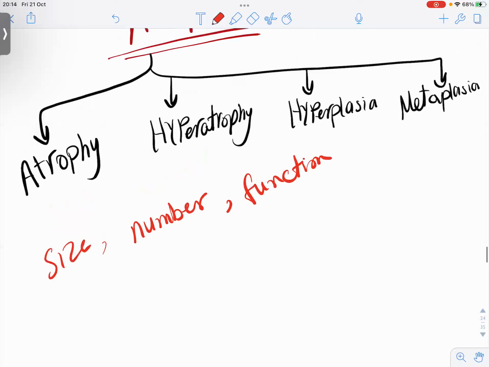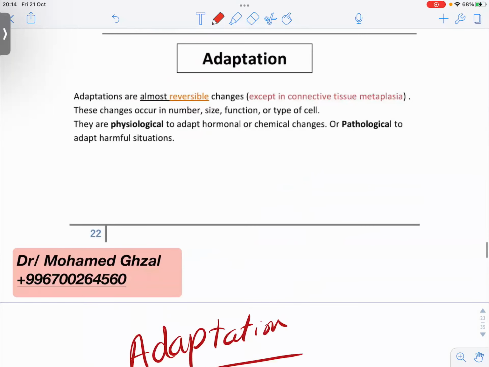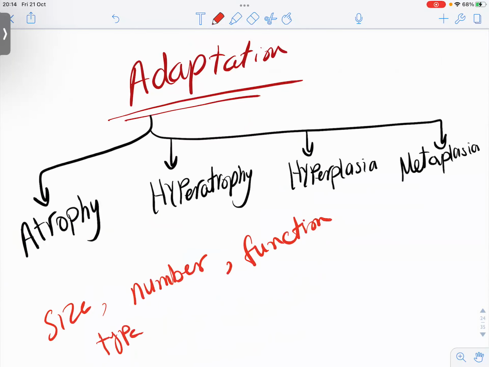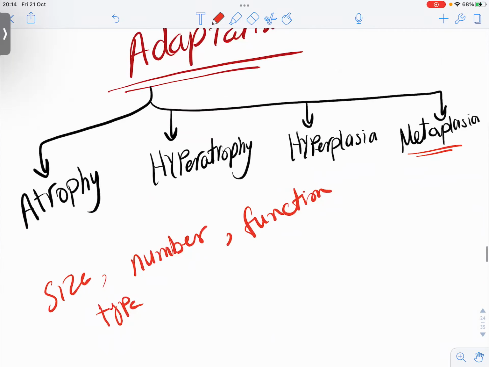The cells will try to hyperfunction or hypofunction. The cell will try to increase its function or maybe decrease the function according to the stimulus. Or maybe the type of the cell, metaplasia. The type of the tissue will completely change according to the stimulus.